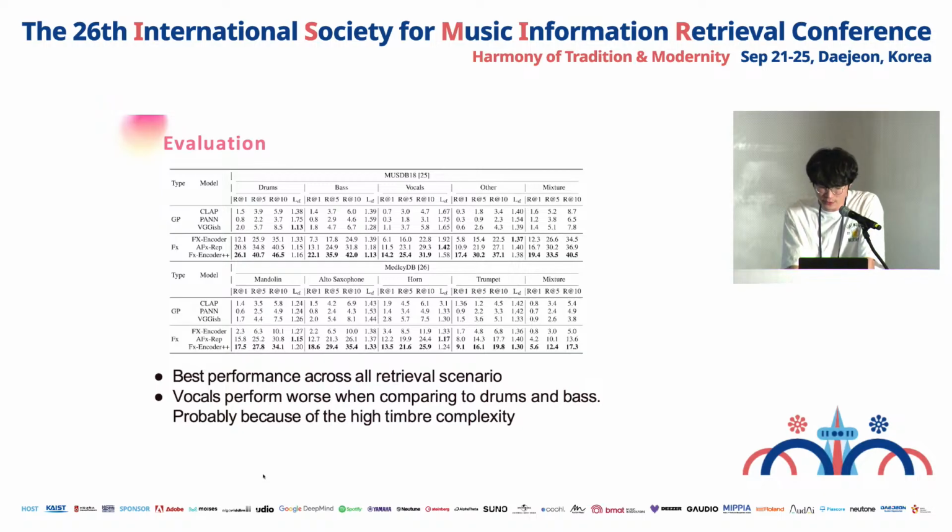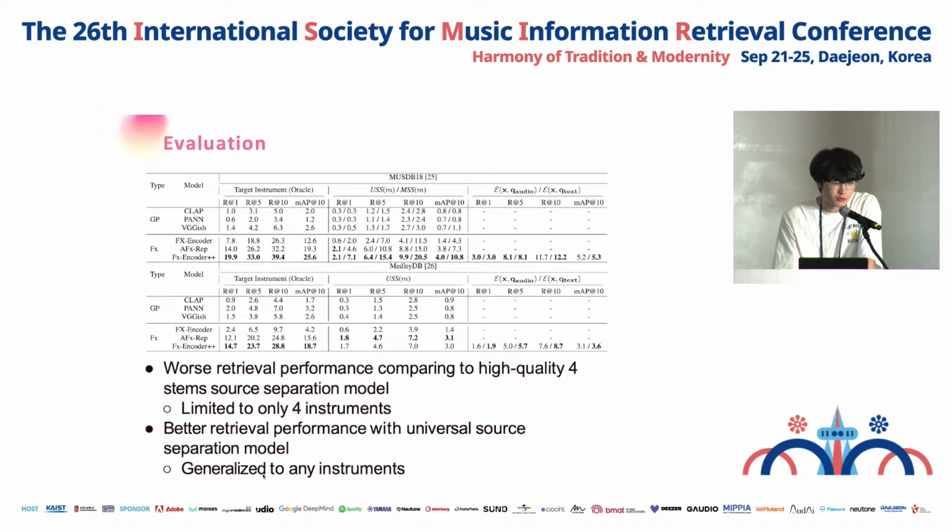We evaluate our model by trying to retrieve the same production style but different musical content, which means we want to get the clips that are processed with the same audio effects but have different musical content. And as we can see in the table, our model has the best performance across all retrieval scenarios. And interestingly, the vocal performs worse compared to drums and bass. We think this is probably because of the high timbre complexity. So this tells us that timbre and audio effects are somehow correlated, and we need some further discussion about this.